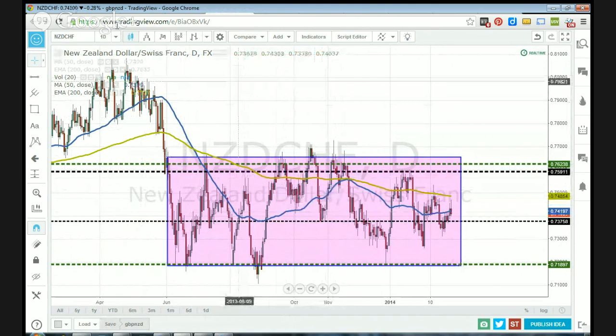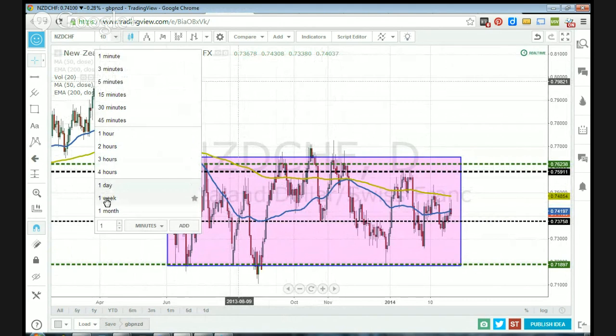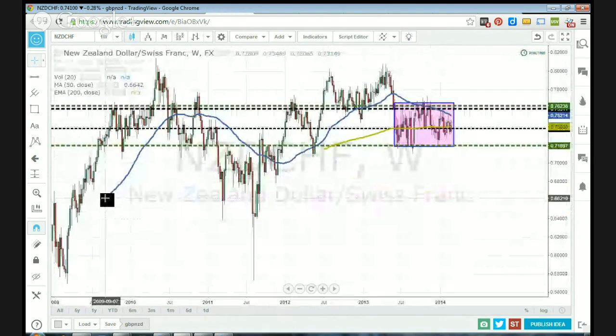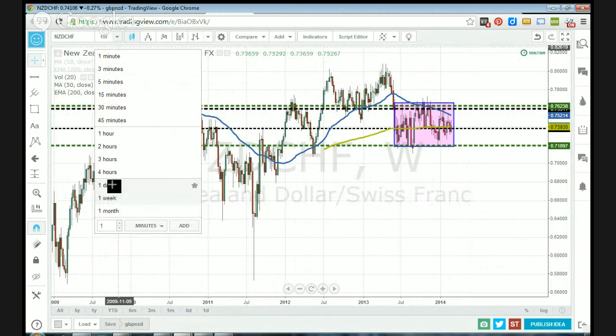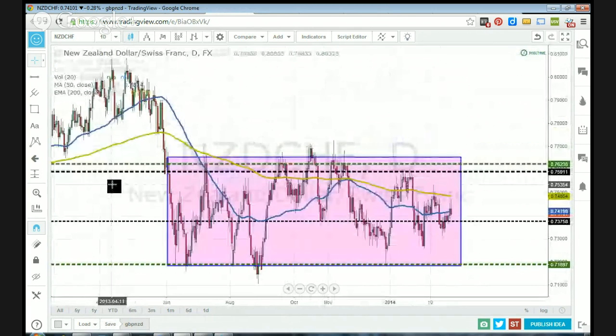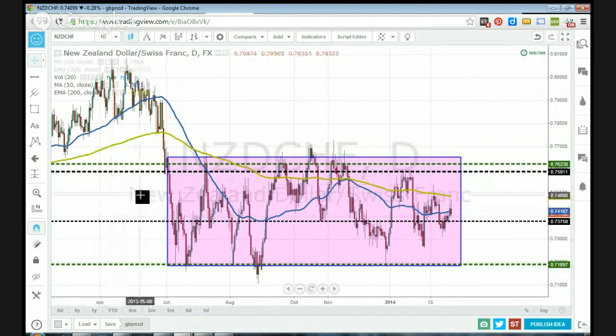Let's see what it's like on the weekly chart. Okay, on the weekly chart, this is a little more bearish in my opinion. You can see the moving average clearly sloped down, but it's still not the most bearish. Let's go back to the daily chart. Hmm. You might find this level.